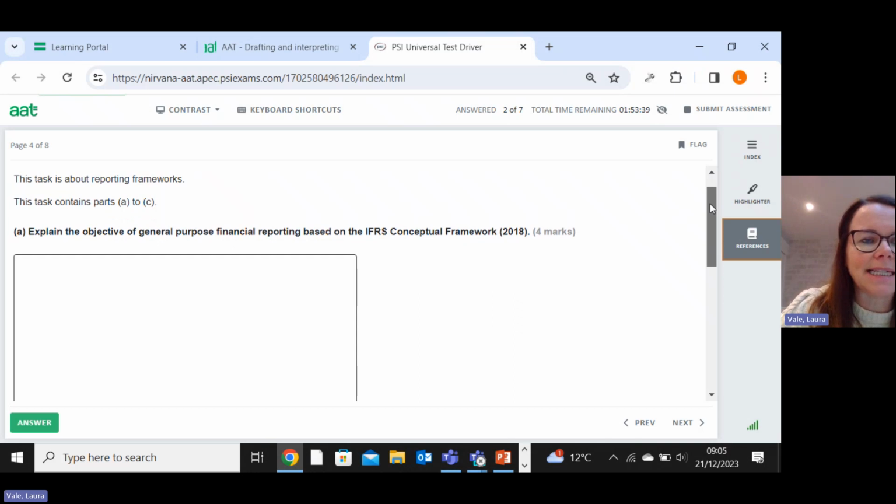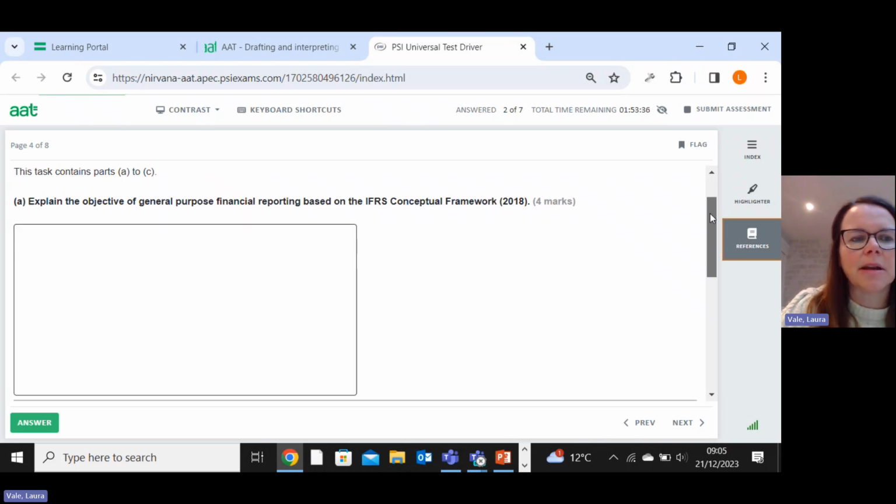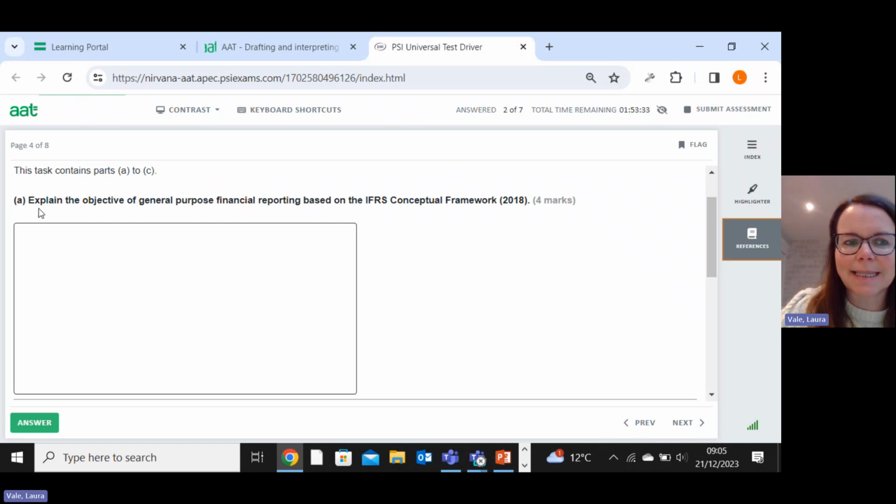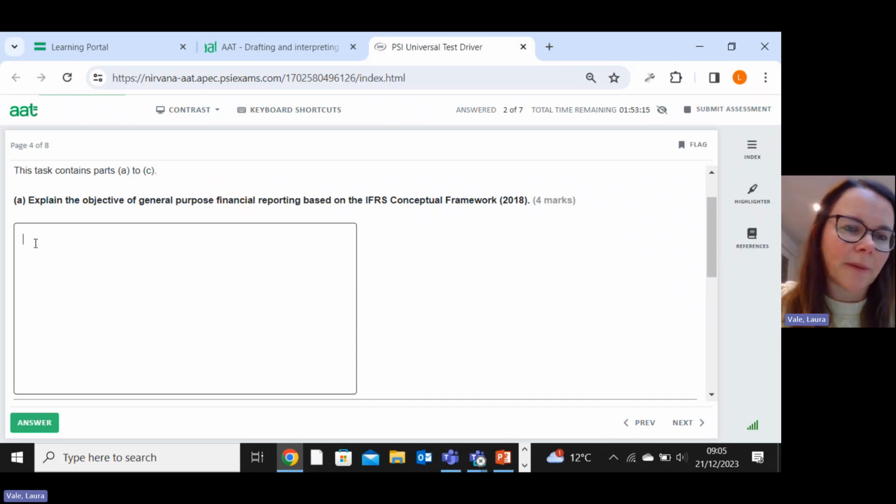So part A says explain, and I'm emphasising that command word, explain. It's for 4 marks, so I've got to say quite a bit. The objective of general purpose financial reporting based on the IFRS conceptual framework. So a lot of words, but it's just asking me for the objective of the framework. A good technique with these written questions is to splurge out all the thoughts that come into your head, and then you can make sentences around the bits that you want to keep.